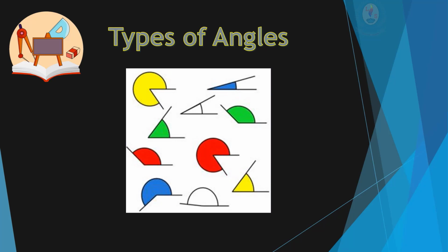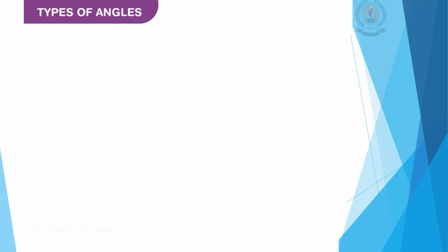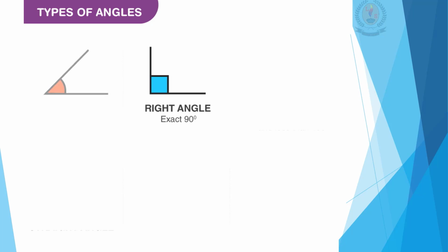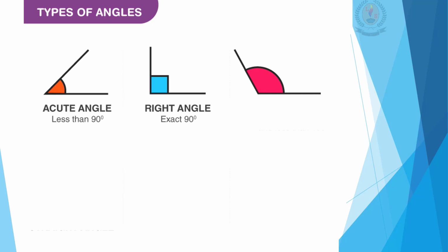Now, let's learn the types of angles. By considering the way of forming angles, we can categorize them into different types. We know these types of angles. They are right angles, which equal to 90 degrees. These smaller angles than a right angle are called acute angles, which are less than 90 degrees. We meet some angles which are greater than 90 degrees too. They are called obtuse angles.